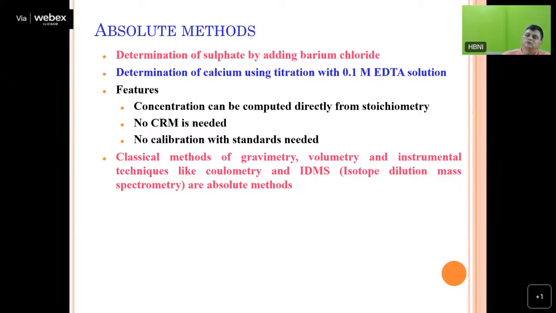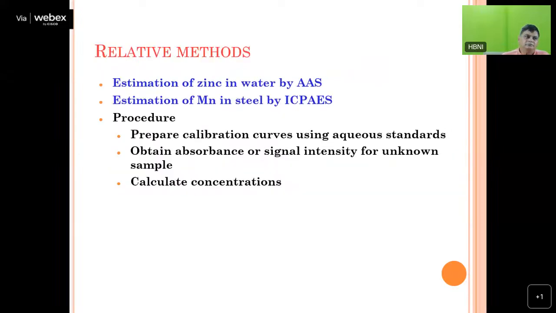So absolute methods are those which do not need any calibration, no CRM, and they can determine the concentration directly from the stoichiometry of the chemical reaction.